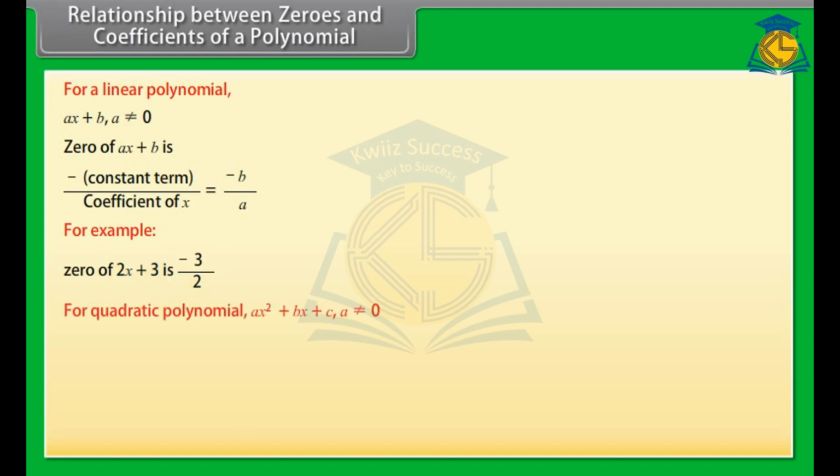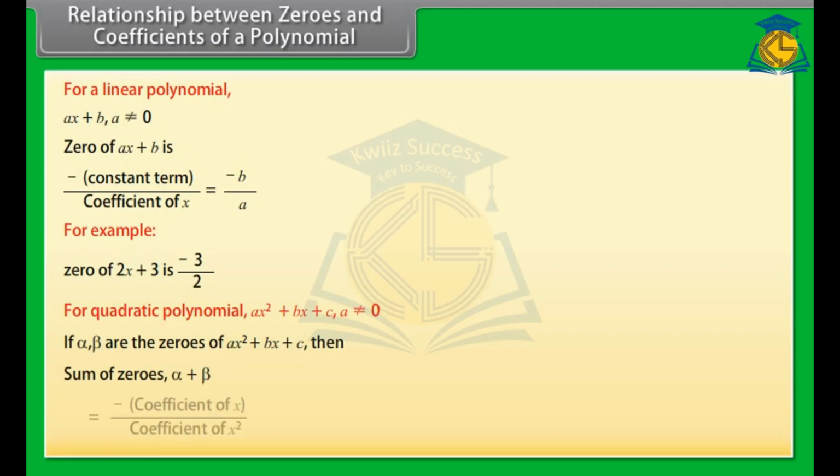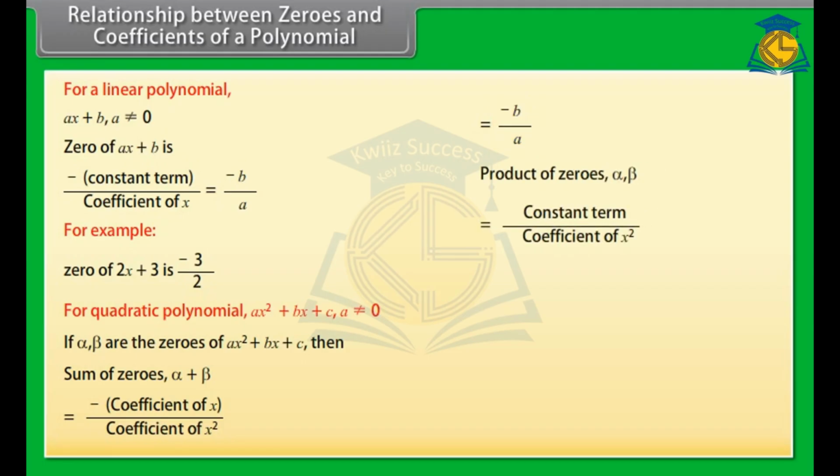For quadratic polynomial, ax square plus bx plus c, a is not equal to 0. If alpha, beta are the zeros of ax square plus bx plus c, then sum of zeros, alpha plus beta, is equal to minus coefficient of x upon coefficient of x square, which equals minus b upon a. Product of zeros, alpha beta, is equal to constant term upon coefficient of x square, which is equal to c upon a.